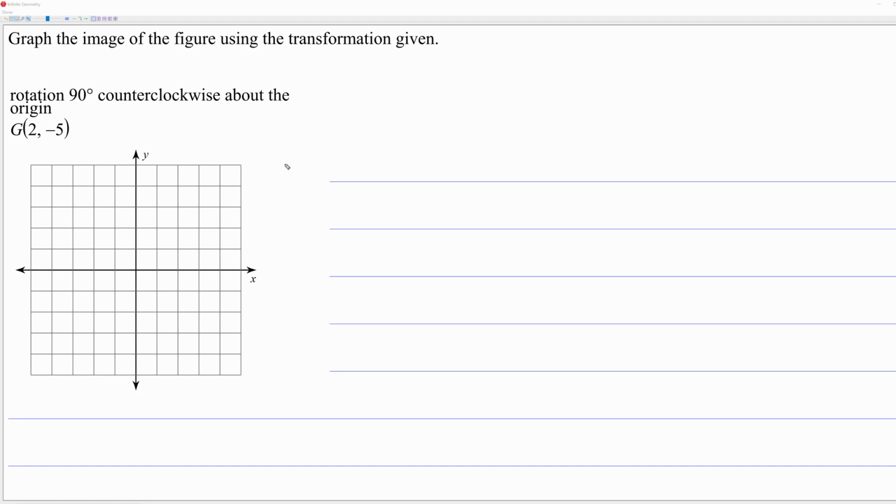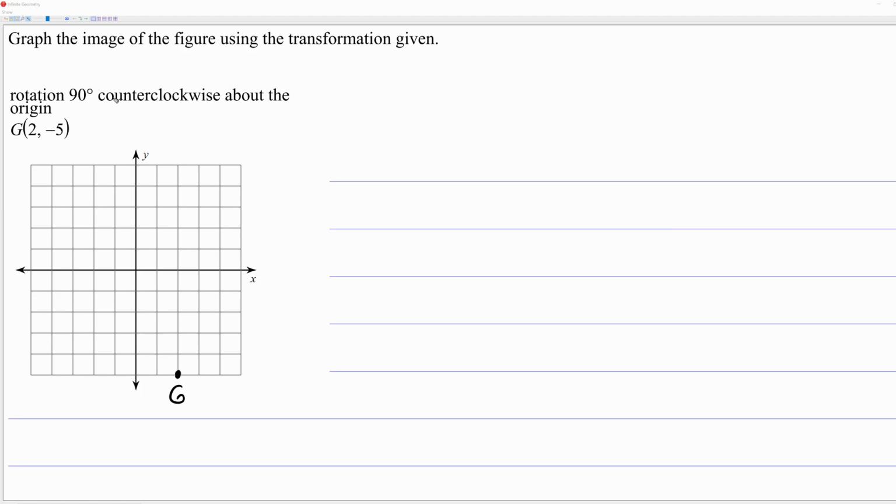So here we have a problem, and I'm going to basically ignore the instructions. I really want the graph and I want the picture. But we are going to start with the point G, which is at (2, -5). So we're going to go to 2, then down 1, 2, 3, 4, 5, and this is where point G is. And we're going to rotate this. Now the problem says 90 degrees counterclockwise, but I'm going to show you how to do all of the basic rotations, and then we'll do a couple more examples and we'll be done.